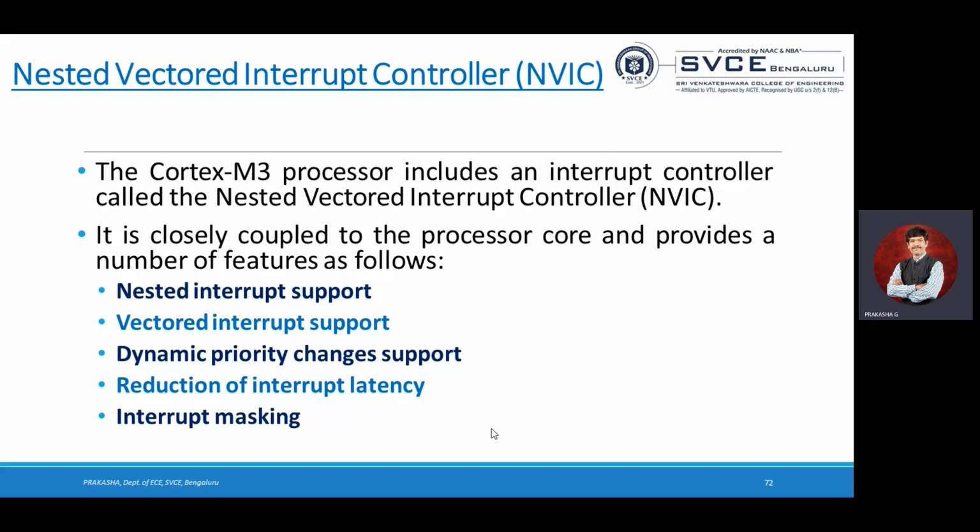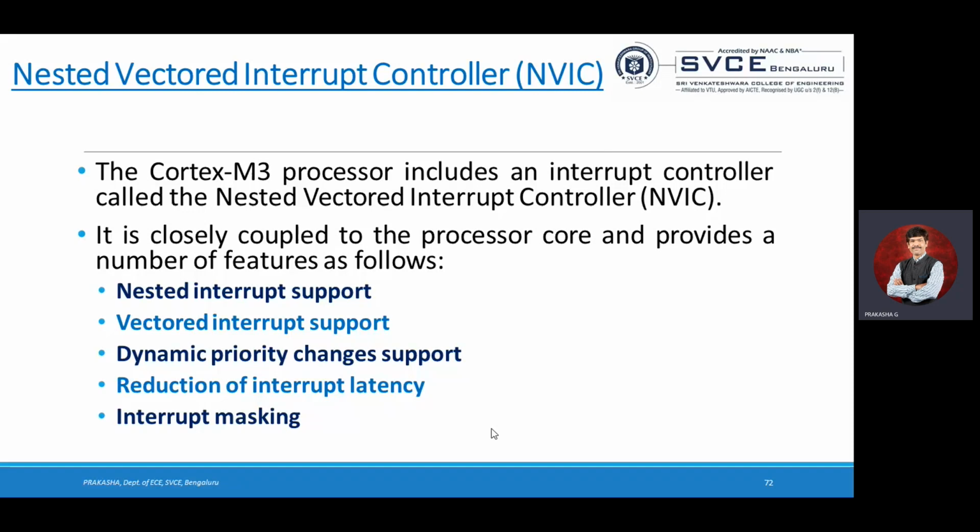I am not going to discuss this once again here. I am just giving the different features of the Nested Vectored Interrupt Controller. First one is nested interrupt support. If any interrupts are nested, it will give the support for that, it can handle that. Vectored interrupt support: a list of the interrupts is there, one after the other, you can handle that also. Dynamic priority change: the priority to handle the interrupts can be changed dynamically, based on the privilege of that particular interrupt.